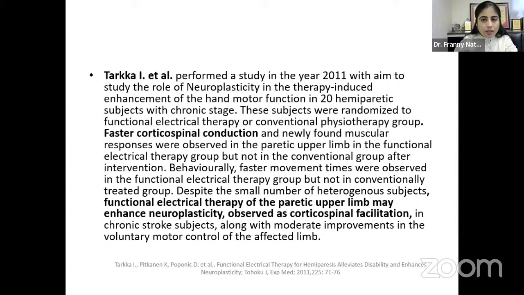There was a study performed in the year 2011 with the aim to study the role of neuroplasticity in the therapy-induced enhancement of the hand motor function, which was performed on 20 patients with hemiparesis in chronic stage. The subjects were randomized into two groups, that is functional electrical therapy, and the other one was the conventional therapy group. They saw faster corticospinal conduction and newly found muscular responses observed in the paretic upper limb in the FES group, but they did not find the same results in the conventional group after intervention. And with functional electrical therapy of the paretic upper limb, they summarized that it can help enhance the neuroplasticity observed as the corticospinal facilitation in stroke subjects.